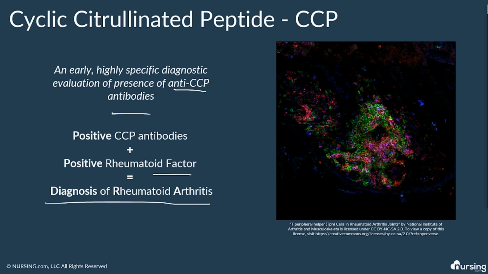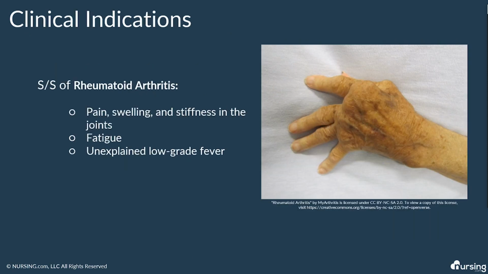This is actually a very highly specific and early diagnostic tool to lead to this diagnosis and can actually lead to better patient outcomes. Some clinical indications for this would be patients that have signs and symptoms of rheumatoid arthritis. That's going to be pain and swelling, stiffness in the joints like this poor individual here. They might be very fatigued, and they might even have an unexplained low-grade fever.